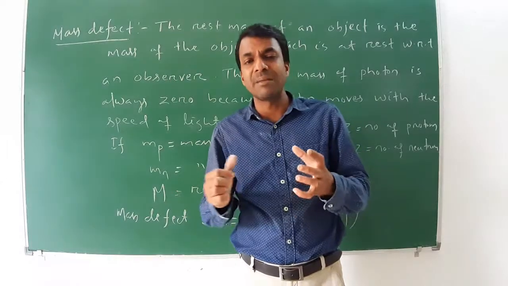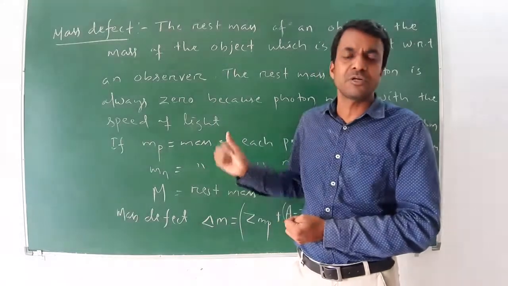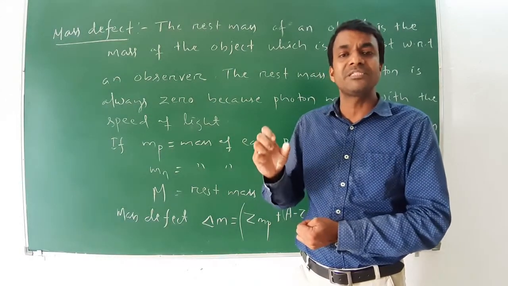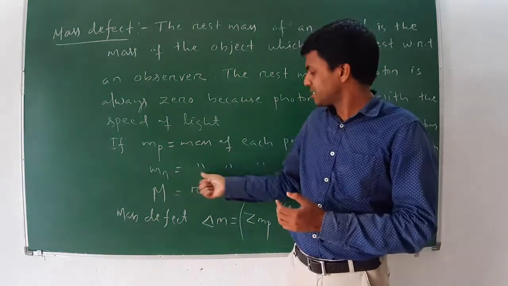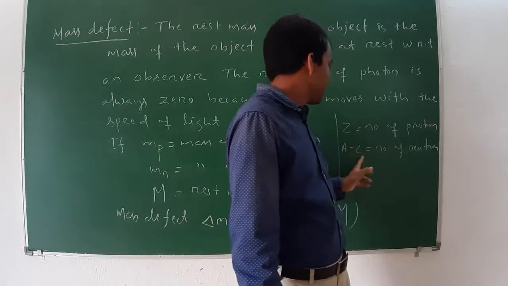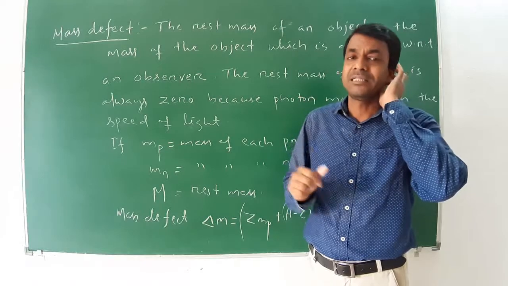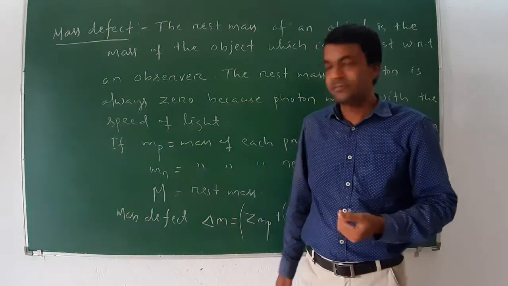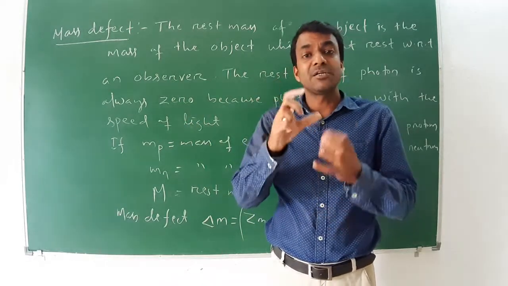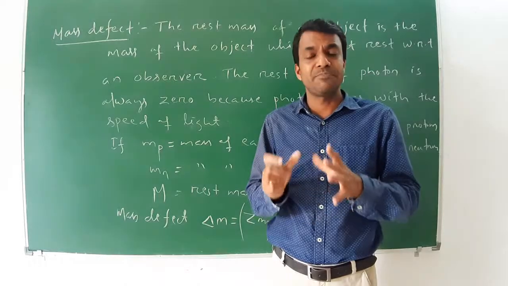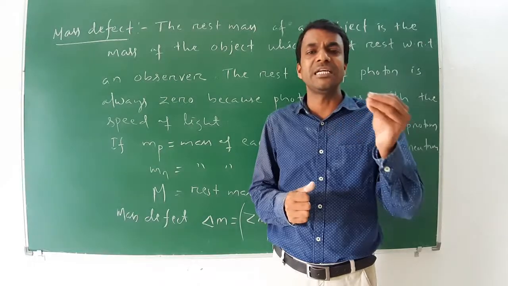Then what is the total mass of proton? If Z is the number of protons and Mp is the mass of each proton, then the total mass of protons becomes Z Mp. If Mn is the mass of each neutron and A minus Z is the number of neutrons, then what is the mass of total neutrons? That is (A minus Z) into Mn. Now, what is the total mass of the nucleus? Mass of protons plus mass of neutrons, means Z Mp plus (A minus Z) Mn.